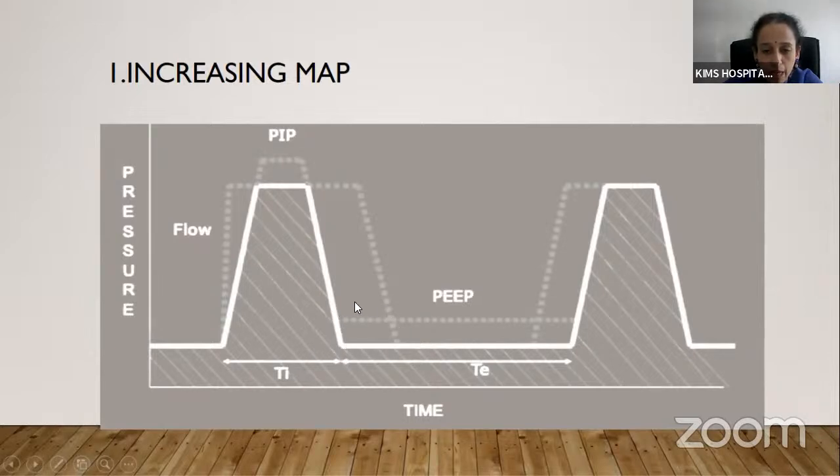If we decrease the E time, it will increase the mean airway pressure as well as the flow.